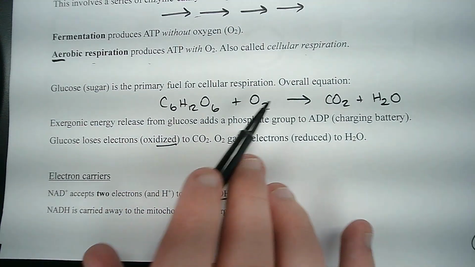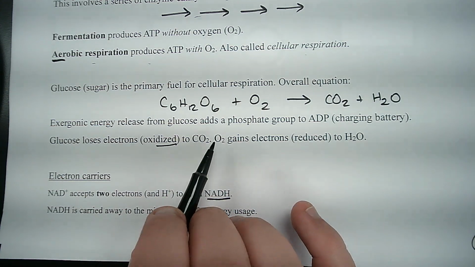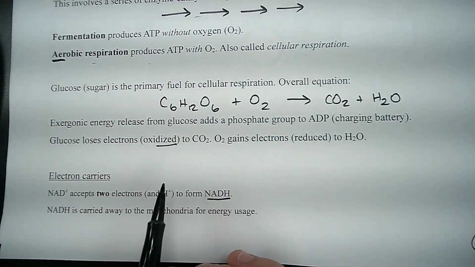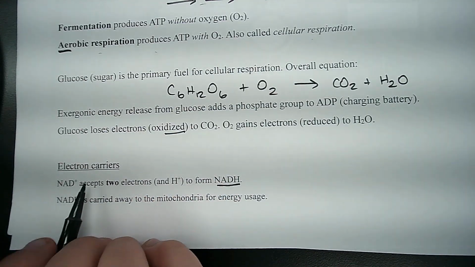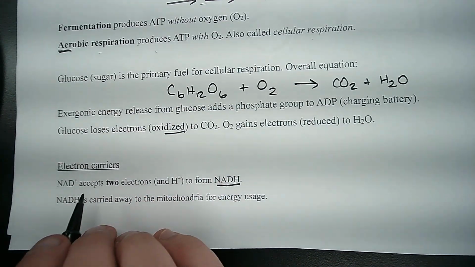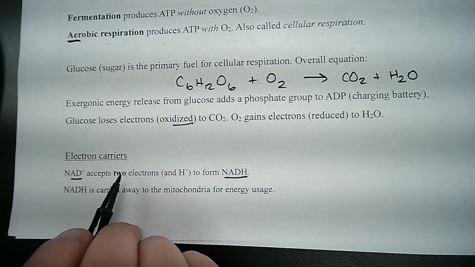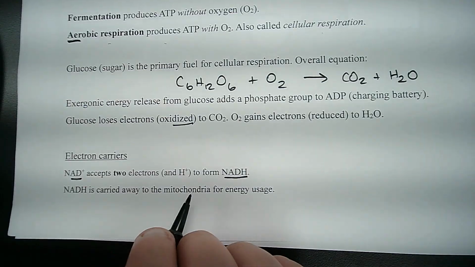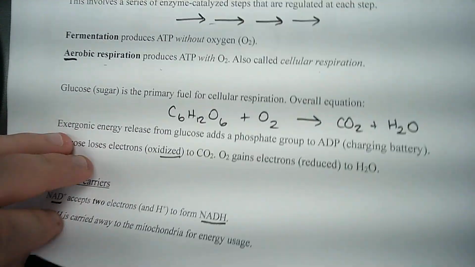In order to form ATP, glucose has to lose electrons to CO2, and then the oxygen gains electrons and is reduced to water. What do we do with those electrons that are taken from glucose? We're actually going to take them and put them into an electron carrier. This one is NAD+. It accepts 2 electrons and an H+ to form NADH, and then it is carried away to the mitochondria for later energy usage.